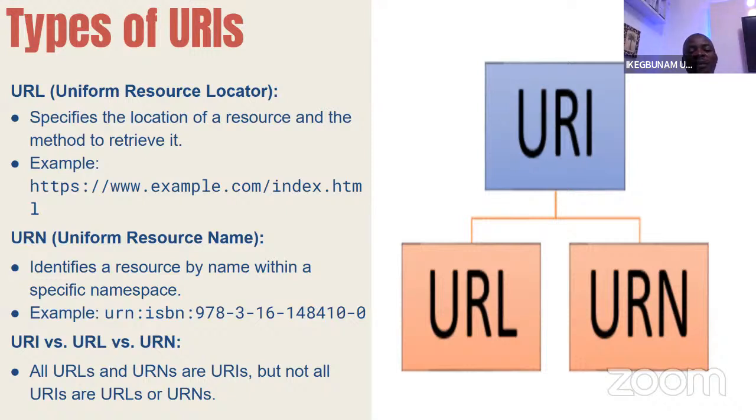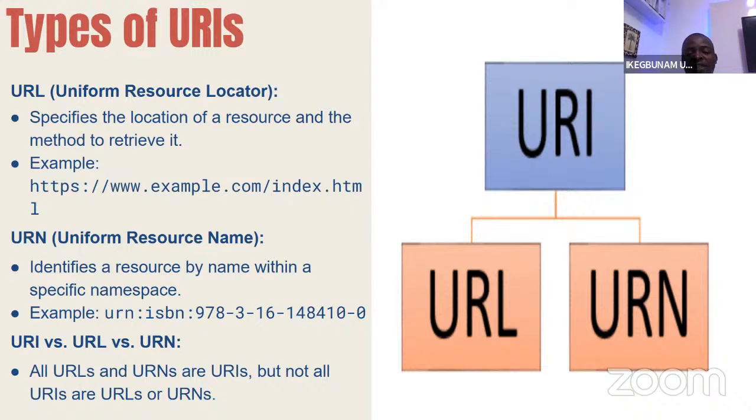Okay, and when we're talking about Uniform Resource Name, we identify a resource by name with a specific namespace. Okay, so for resource locator, we use a path for getting that resource. Then for uniform resource name, we identify a particular resource using a given name, okay, within a specific namespace. A good example is Amazon Resource Name. Okay, for most of us that use AWS, there is ARN there, which is a good example of URN.